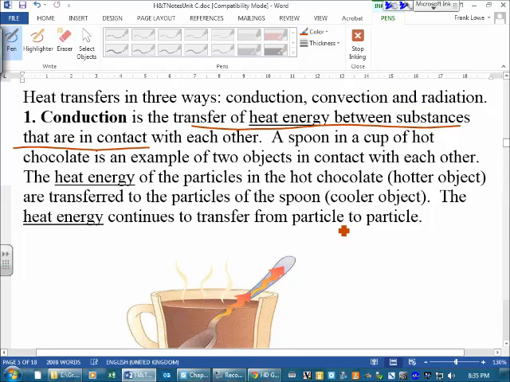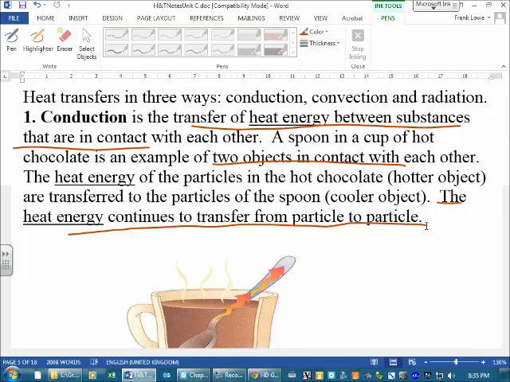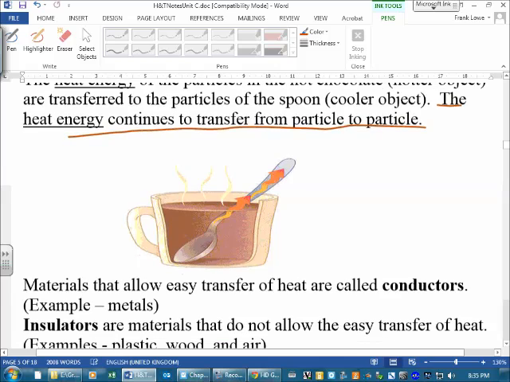The kicker here is the 2 objects are in contact with each other. And I want you to look at the very last part where it says heat energy, the heat energy continues to transfer from particle to particle. Okay, so one particle will have a certain amount of heat, and as it's bumping into or is in contact with the other particle, proximity-wise, then that heat energy can transfer from one particle to another. Okay, so a couple of things to go along with that.